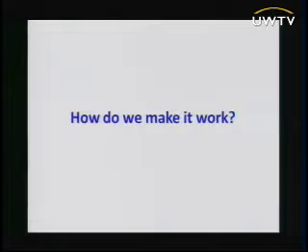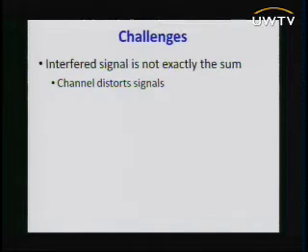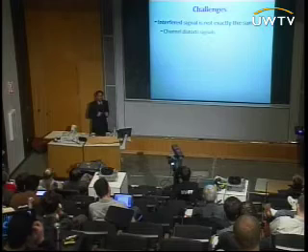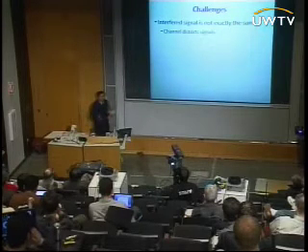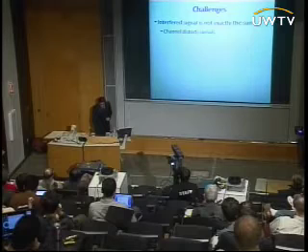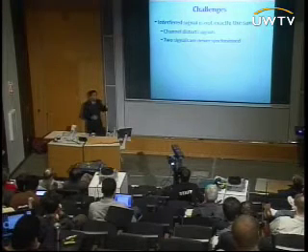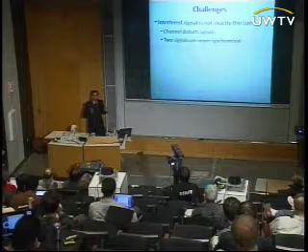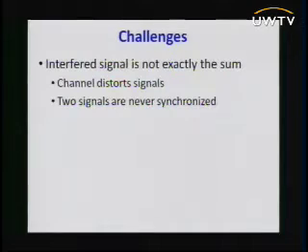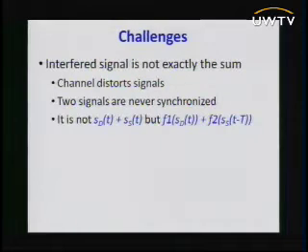So how do we make analog network coding work in practice? So as I said, subtracting signals is not that easy. And the reason is, the interfered signal is not exactly the sum of these 2 signals. The wireless channel distorts these signals. And not only that, it's almost impossible to ensure that David and Sumit start transmitting at exactly the same time. There is always going to be some asynchrony between these 2 nodes. So what you get is not the sum of 2 signals, but the sum of distorted and time-shifted versions of these signals. And you have to decode a packet out of this distorted signal.